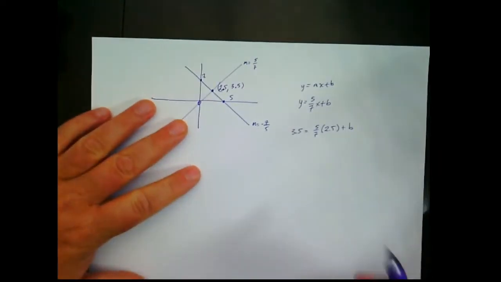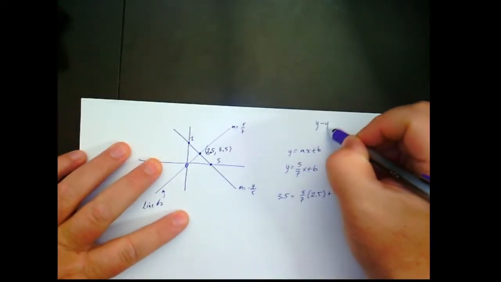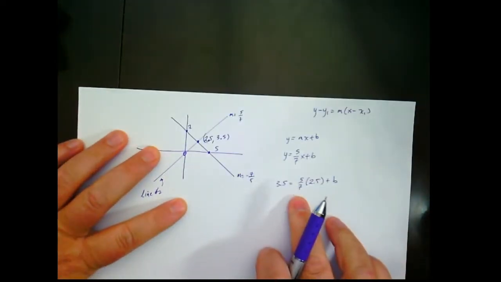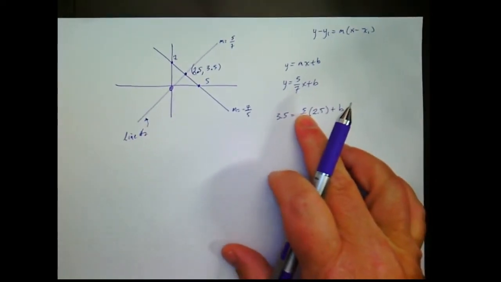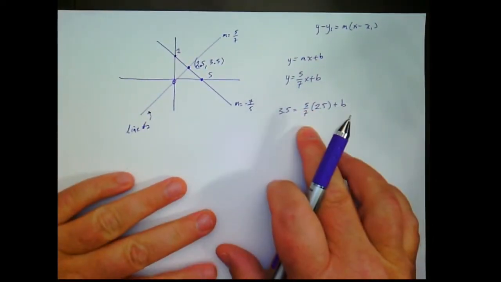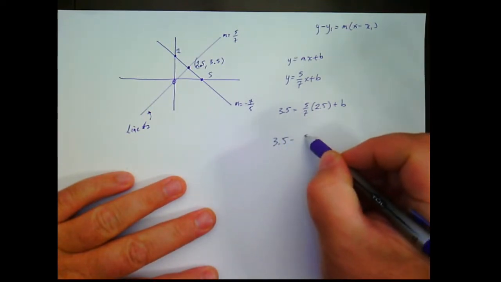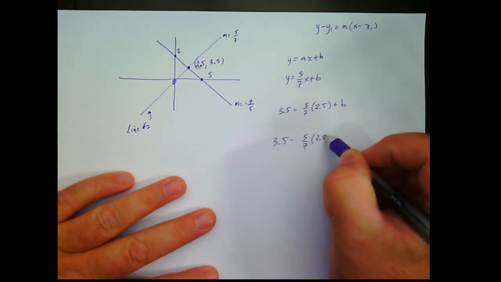Now there's another formula you can use, the point slope formula, which I prefer not to use because this is easier, it's more efficient, and I like how it ties into what we're dealing with, linear equations, a little better. Let me zoom in for you. Okay, so we solve this for b. What we got: 3.5 equals 5/7 times 2.5 plus b.